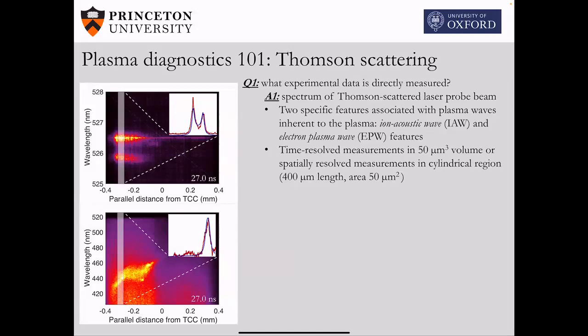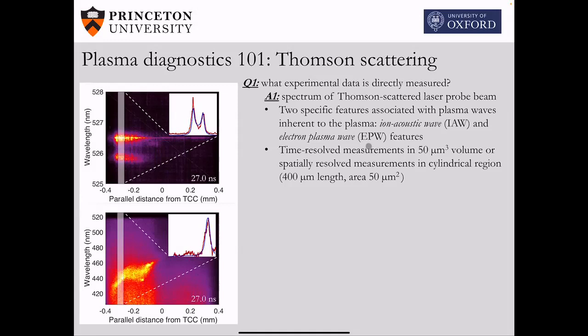A second diagnostic is Thomson scattering. What this diagnostic is measuring is a spectrum of collectively scattered Thomson scattered laser light of a probe beam. Now, in this regime in which the Thomson scattering is operating, given the wavelength of the laser probe beam, one detects two specific features associated with plasma waves inherent in the plasma: the ion acoustic wave spectrum, which is shown on the top left here, and the electron plasma wave shown on the bottom left here. And as you can see, these are different characteristic wavelengths.